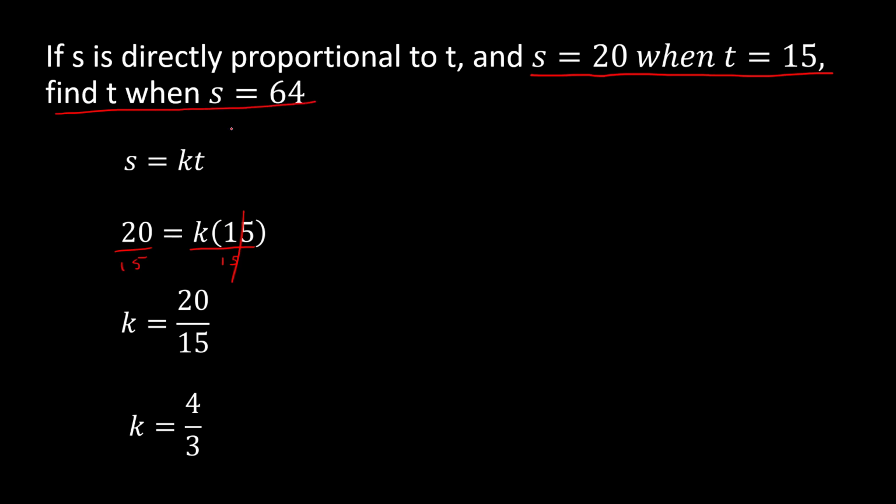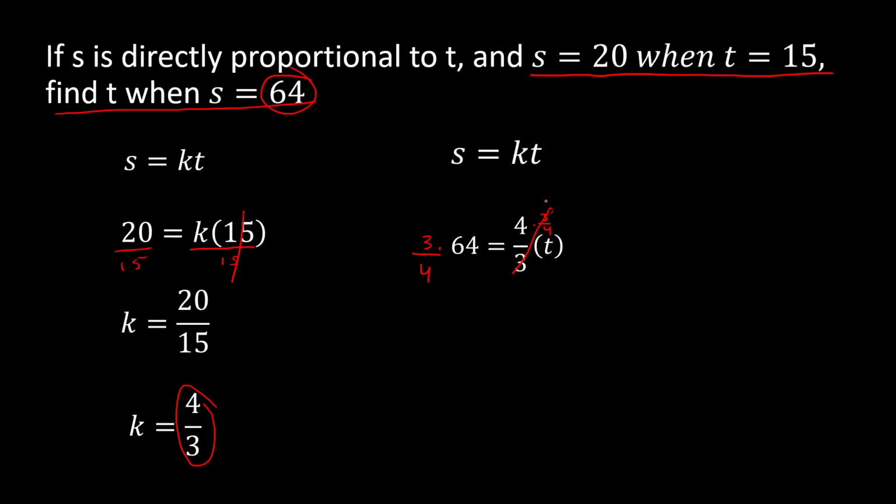So what I do is I use the same equation again, s equals k times t. I plug in a 64 in for s. I plug a 4/3 in for k, because that is the relationship. And then I can solve that for t. So here I have 64 equals 4/3 times t. We just need to get rid of the 4/3. Well, we have 4/3 times t, so to get rid of the 4/3, I divide by 4/3, which is the same thing as multiplying by the reciprocal, multiplying by 3/4. So I multiply both sides by 3/4.